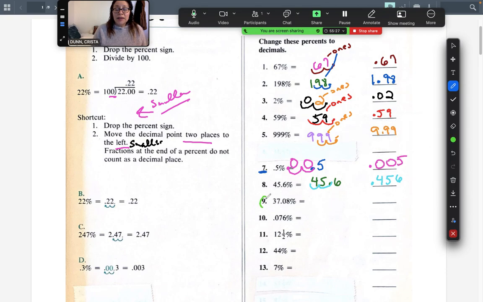Let's talk about this one. Number 9, I've got 37.08. And I'm going to go ahead and move that decimal point over. They gave it to me. They said start here. Okay. And how many place values? Which way? Smaller. So it's to the left.